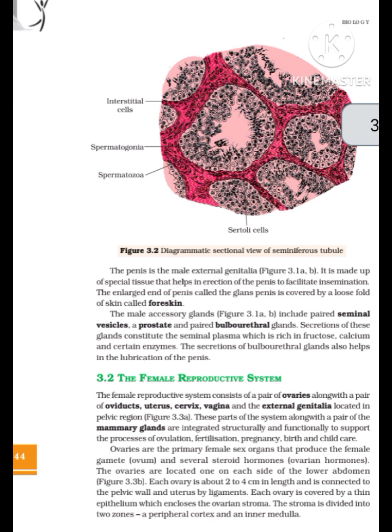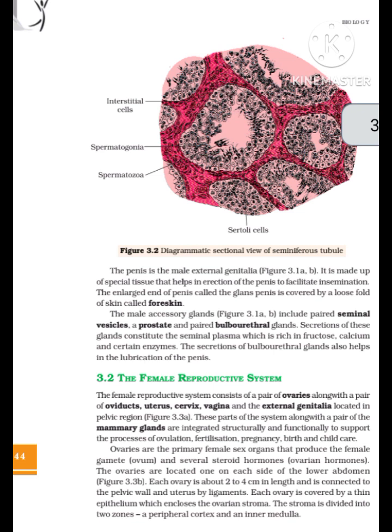Figure 3.2 Diagrammatic sectional view of seminiferous tubule. The penis is the male external genitalia, figure 3.1a, b. It is made up of special tissue that helps in erection of the penis to facilitate insemination. The enlarged end of penis called the glans penis is covered by a loose fold of skin called foreskin.